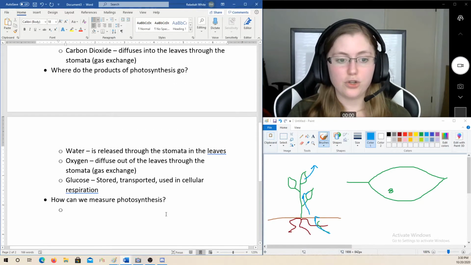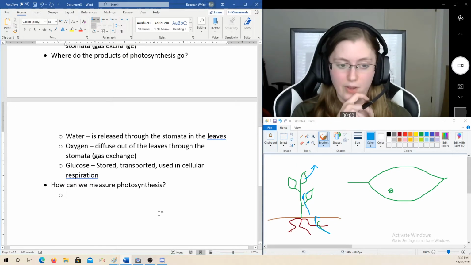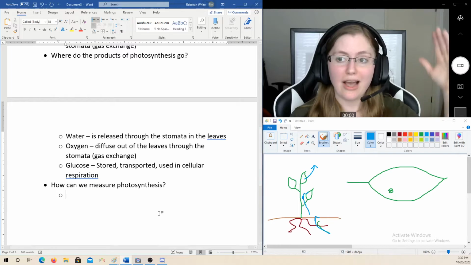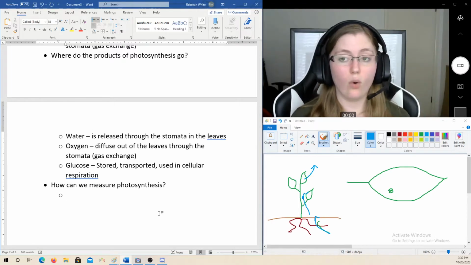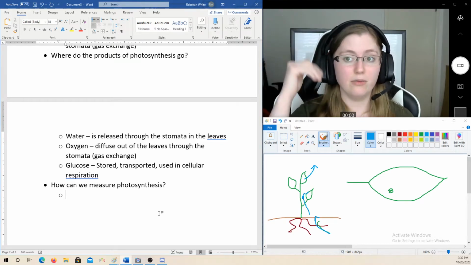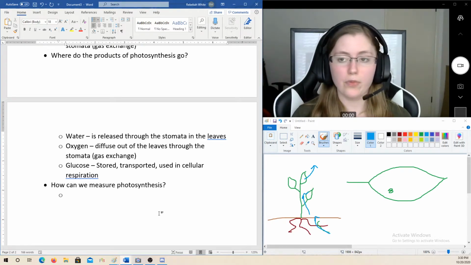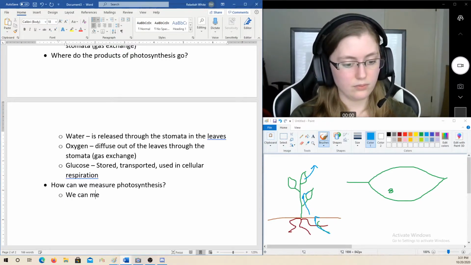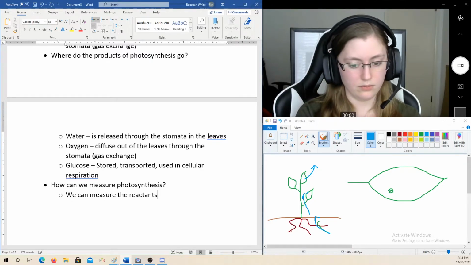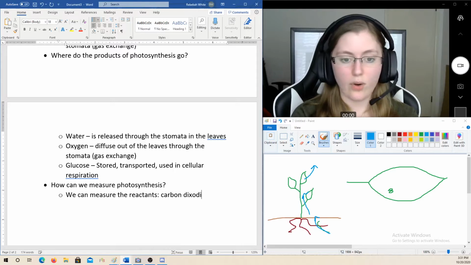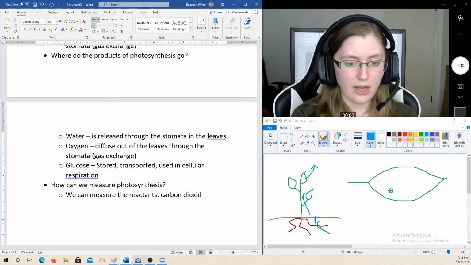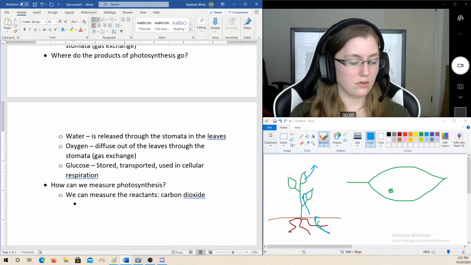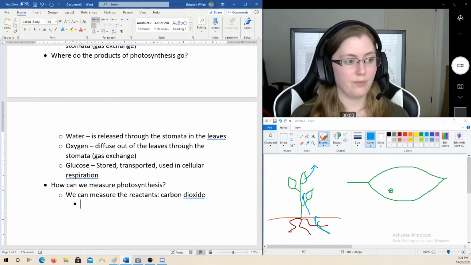So there are typically two ways that we measure activity of a chemical reaction. We can either measure how much of the reactant is used, or we can measure how much product is produced. So when we are measuring our reactants, we're typically going to measure carbon dioxide. So how can we measure carbon dioxide? Any ideas? There are typically two ways that we do this.